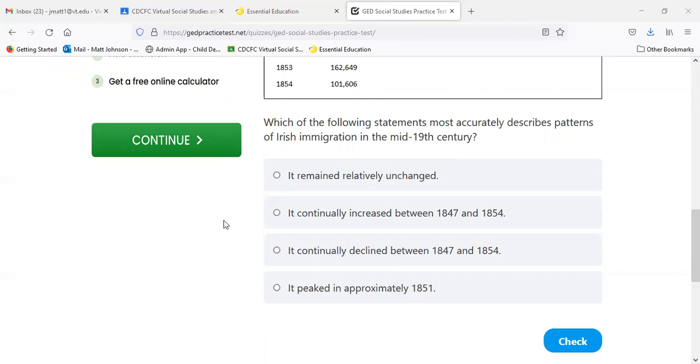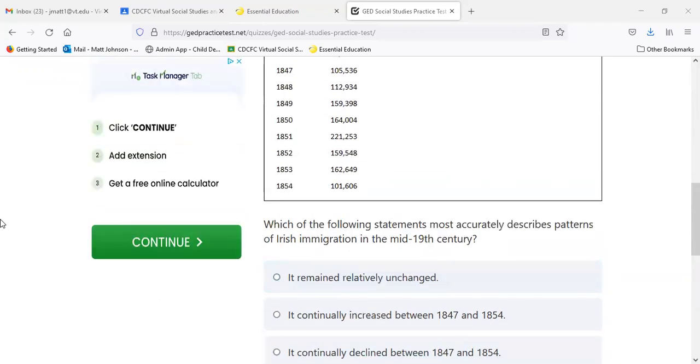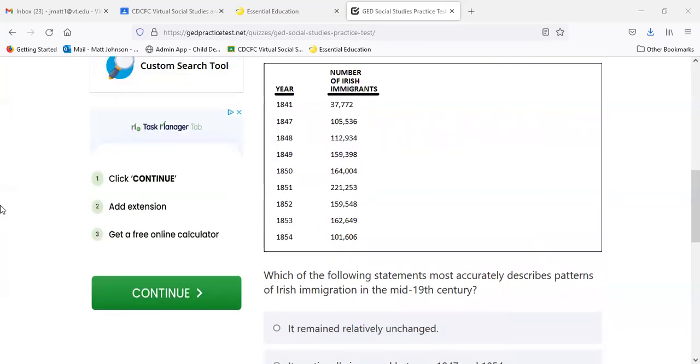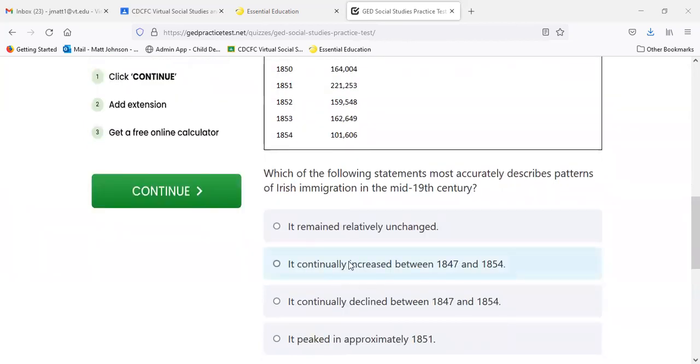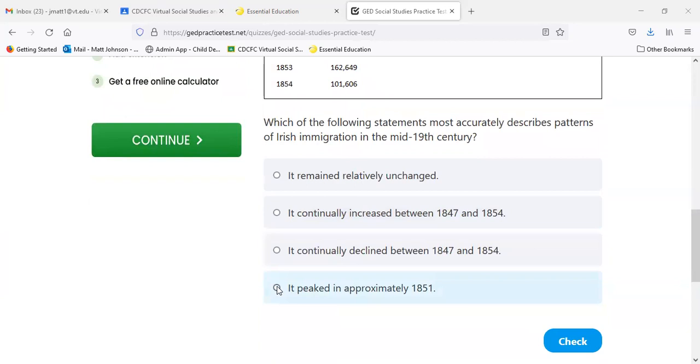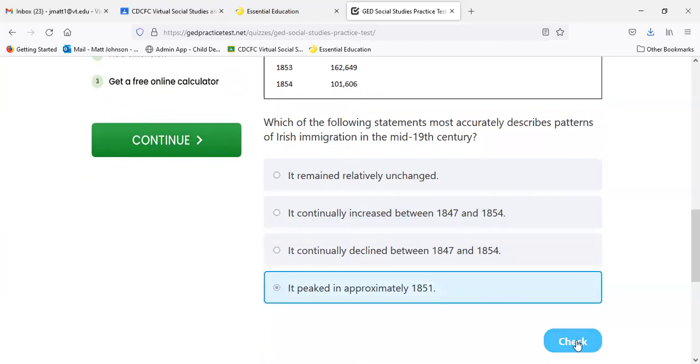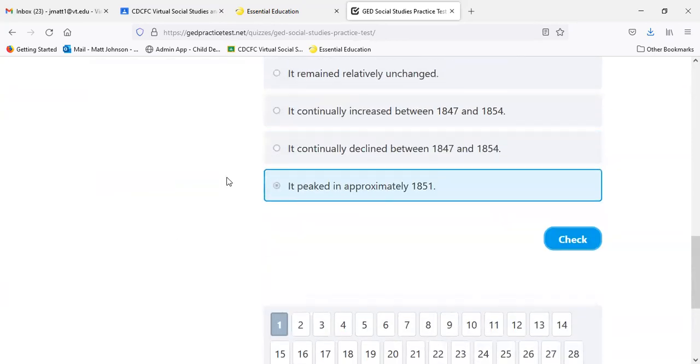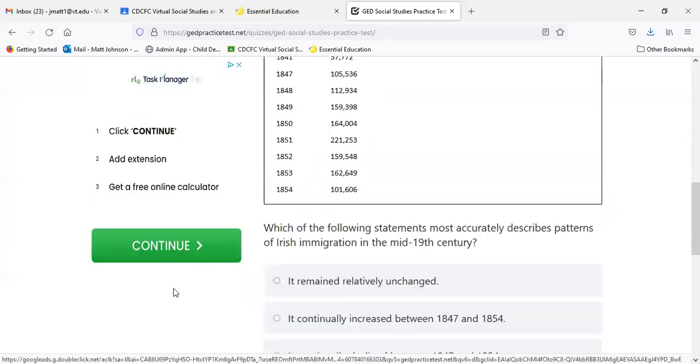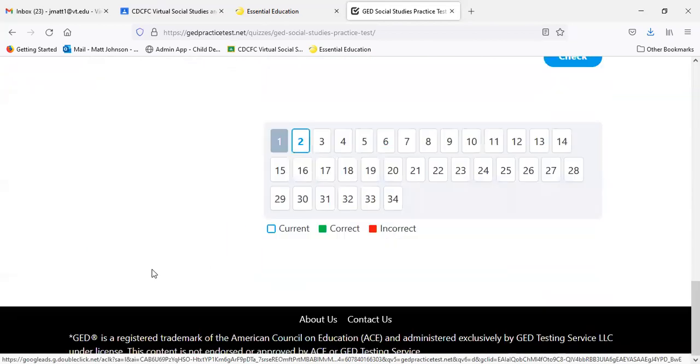Okay, Nilda's driving. So Delasha, we'll give this one to you. Or did it peak in approximately 1851? Is it D? Oh, it D, peaked at, yeah. Yeah, I think it did. So let's check here. It should give us our answer right away. Check. Well, okay, maybe it won't. Let's keep going here, see what happens.